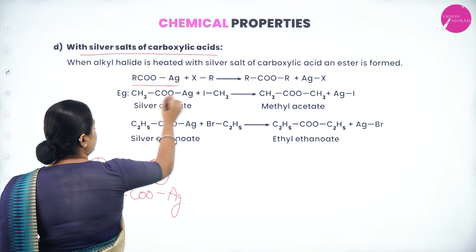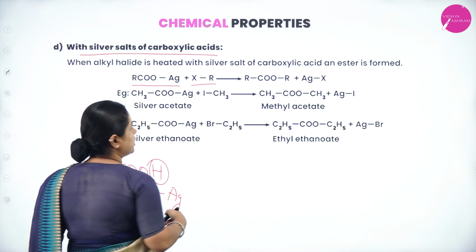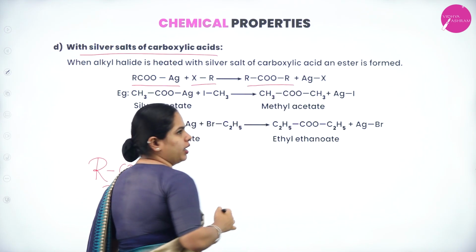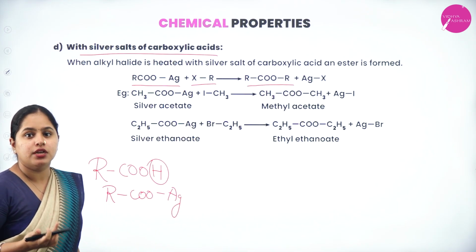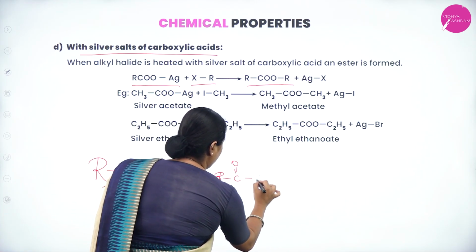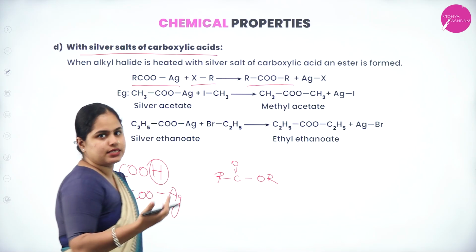The silver salt of carboxylic acid reacts with RX. What is RX? Alkyl halide. What do you get? RCOOR. Now what is this general representation? This is an ester, R C double bond O-R. This is an ester.